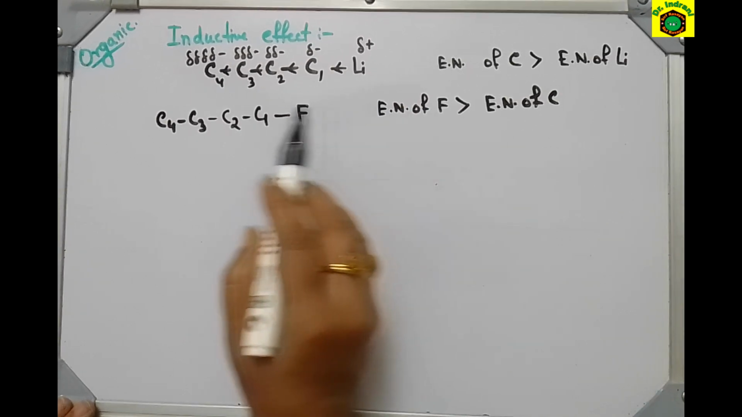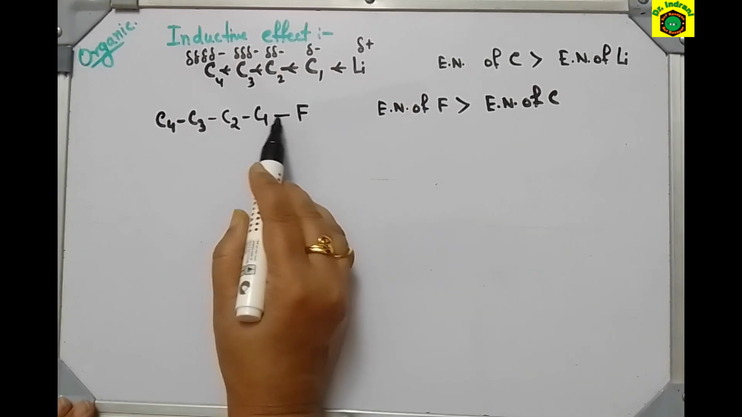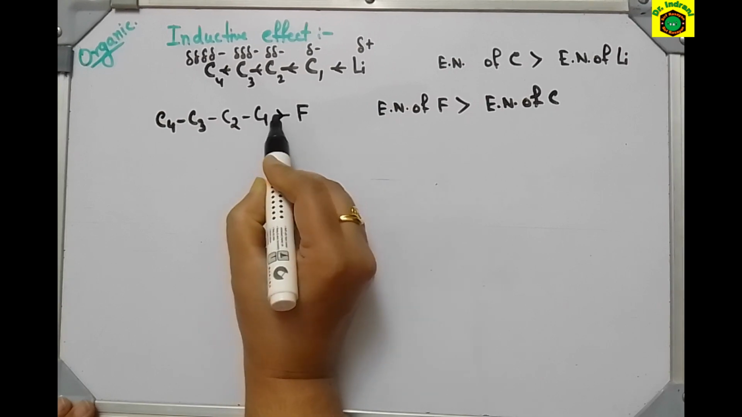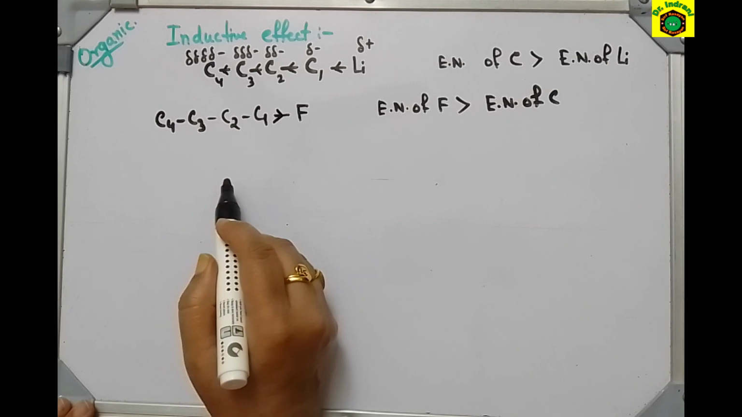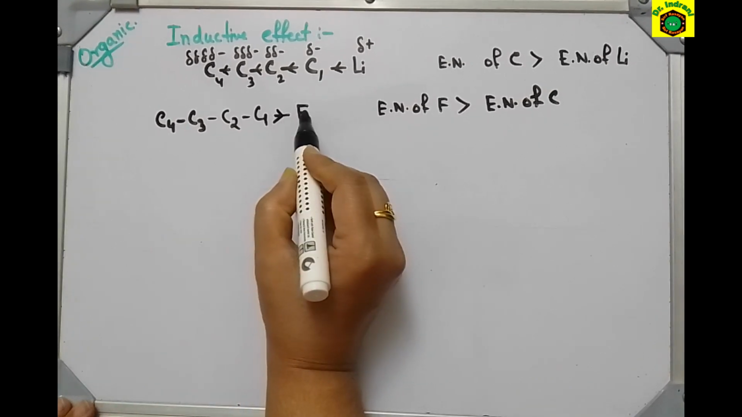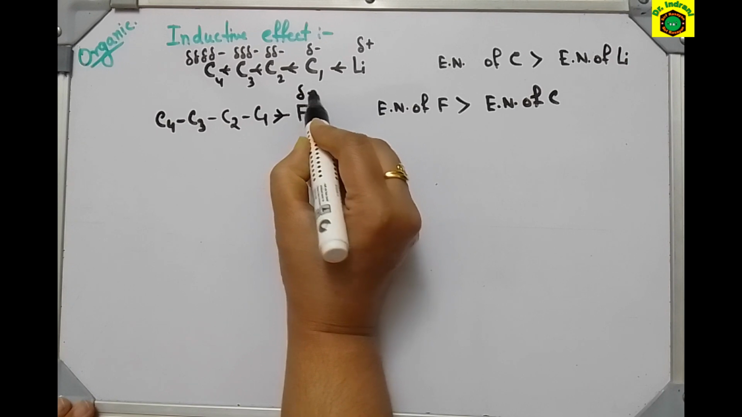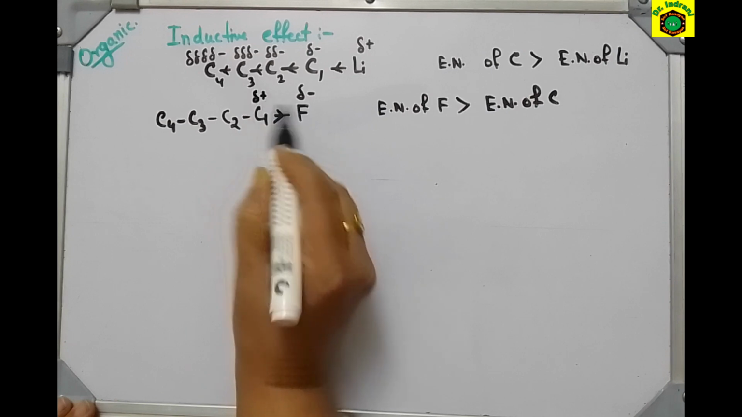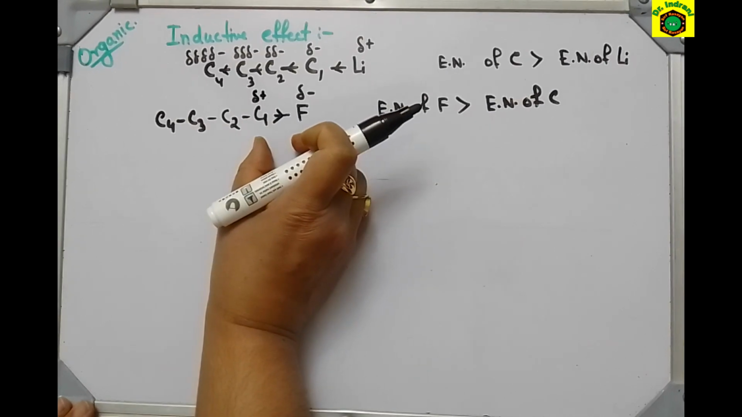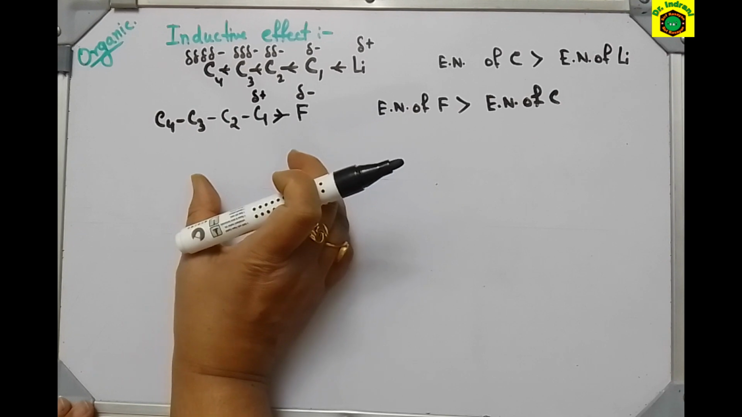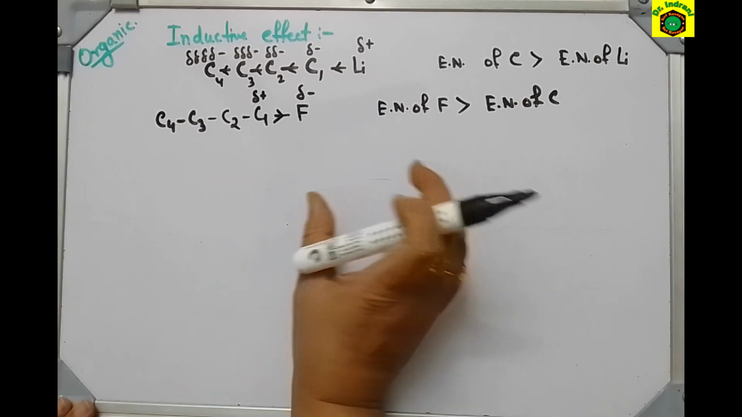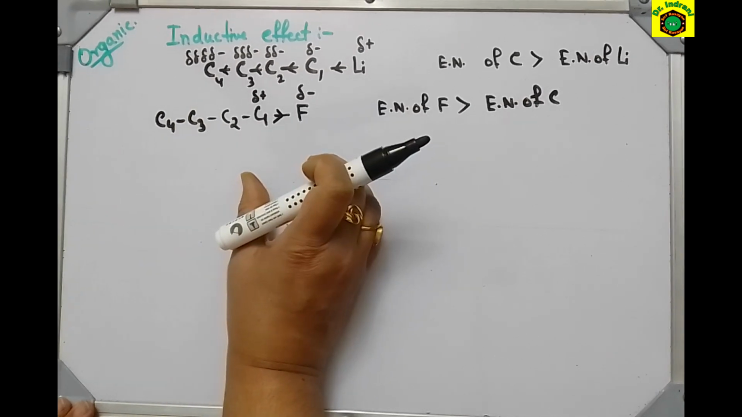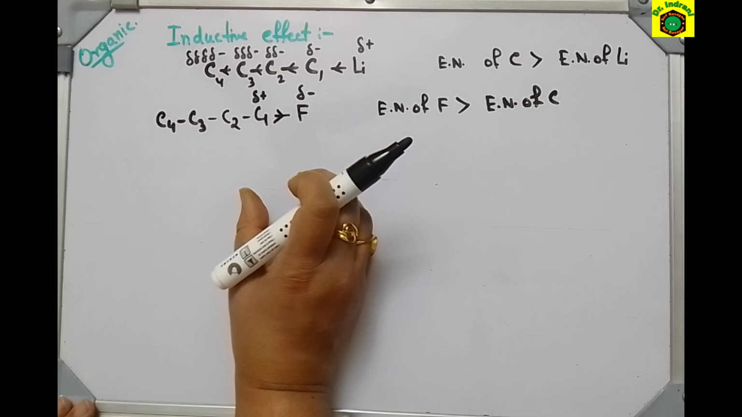So what will happen? Here sigma electron pairs get partially displaced towards fluorine since it is more electronegative. And here what will happen due to that? Fluorine will get partial negative charge and carbon will get partial positive charge. So polarity is there and whether reagent is present or not, that polarity will always be there in the molecule since inductive effect is permanent effect.